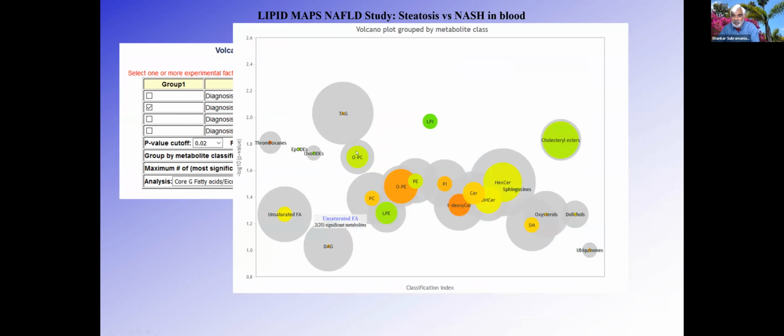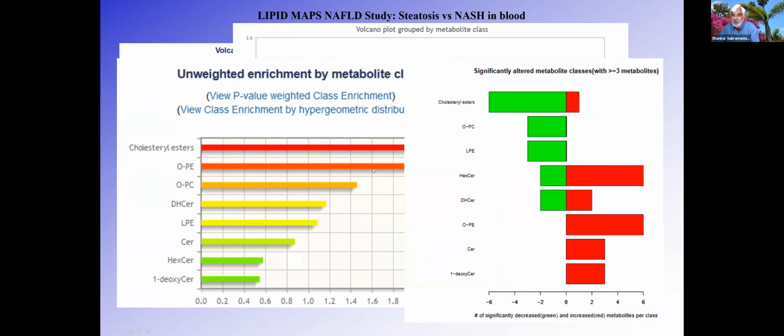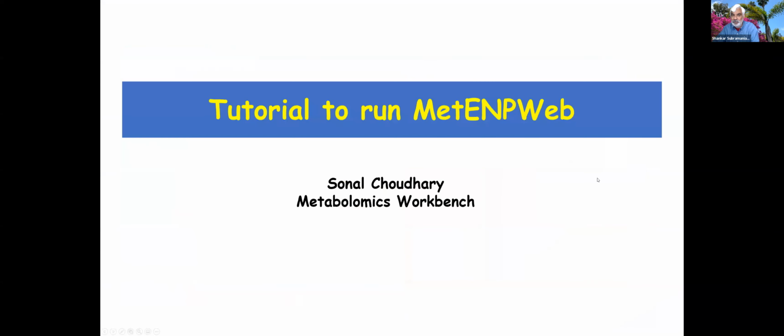In the last 2 studies, you can do volcano plots of the same thing. You can look at volcano plots. You can look at enrichment by metabolite class. You can look at which is down, which is up, etc. These tools are very useful to you.